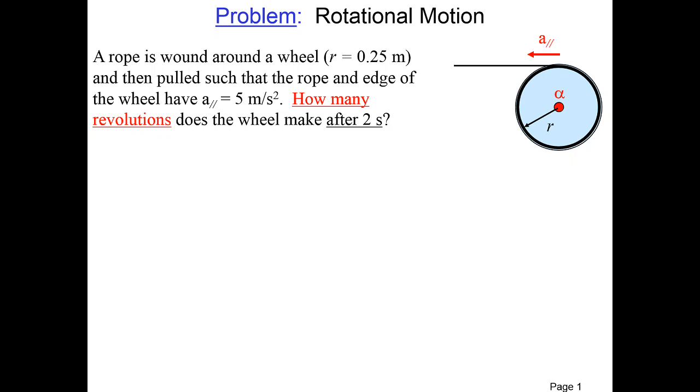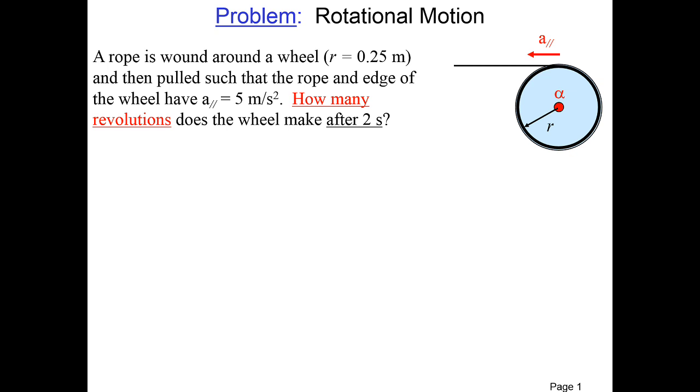So let's try another question that takes concepts from linear motion and helps us to understand rotational motion. A rope is wound around a wheel with a radius of 0.25 meters, and then it is pulled such that the rope and the edge of the wheel have an acceleration, a parallel acceleration, of 5 meters per second squared. How many revolutions does the wheel make after 2 seconds?